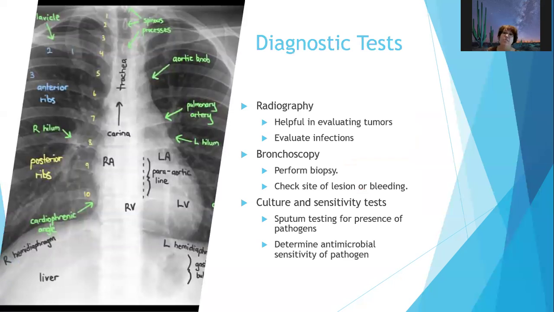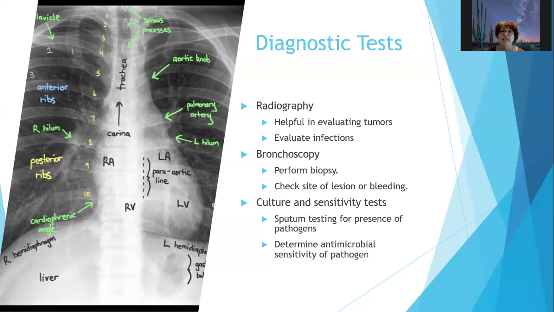For imaging, they're going to do radiography, like chest x-ray. It's helpful in evaluating tumors, and evaluating infections like tuberculosis and pneumonia. Bronchoscopy is where they put a scope, anything with scopy on the end, they put a scope down your bronchioles and they can perform a biopsy through the scope, or they can check with the camera of the scope the site of any lesion or bleeding. And a lot of times that's used in doing biopsies for tumors to tell if they're cancerous or other sorts of lesions in the lungs.